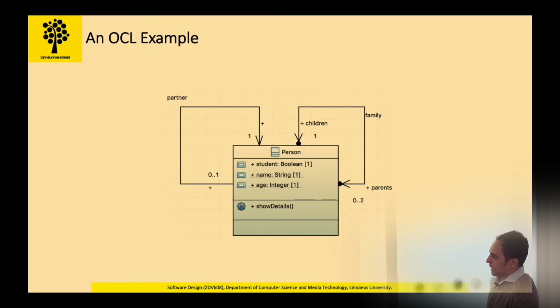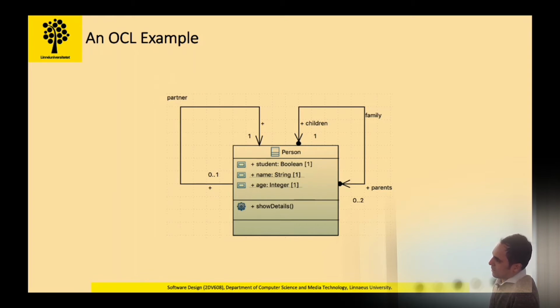So there are some quick examples before maybe we stop. Here is a simple class called Person. It has a flag called student to check if it's a student or not. It has a name and an age. Name is a string, age is an integer, and it has this operation. If we call this operation, it will show all the details of the user.